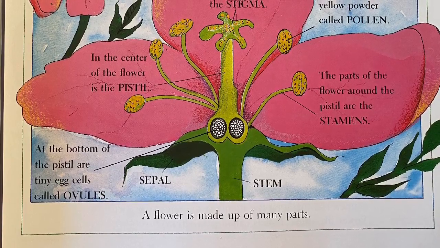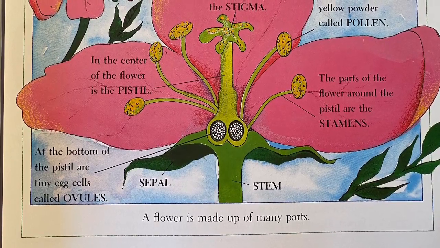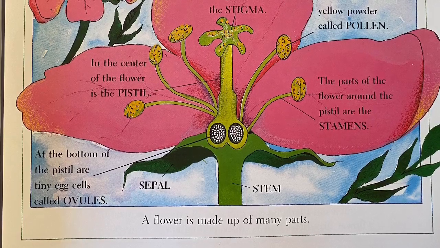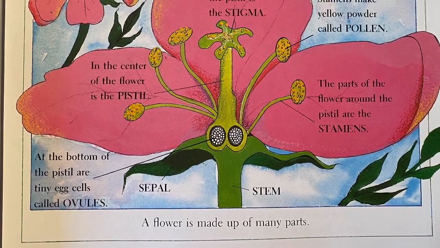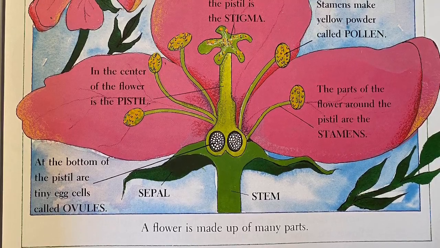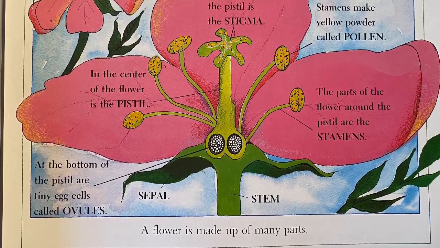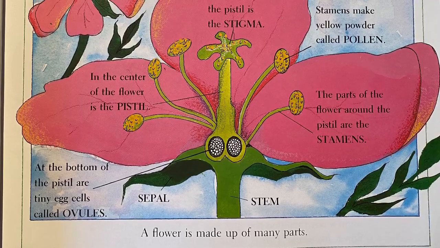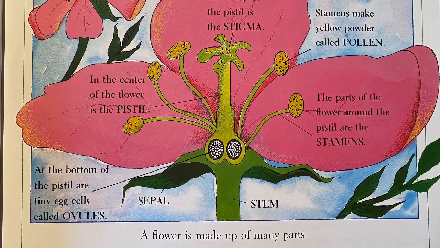In the center of the flower is the pistil. Stamens make yellow powder called pollen. The parts of the flower around the pistil are stamens. At the bottom of the pistil are tiny egg cells called ovules. There's a sepal and a stem.